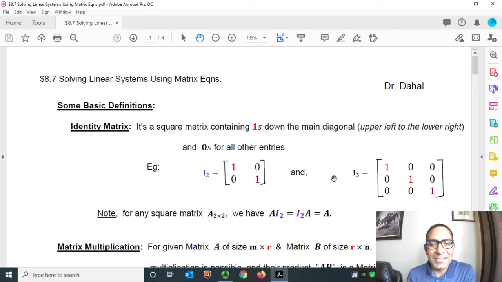In today's class I'm going to cover solving systems of linear equations using matrix equations. So let me start the class right away. First, some basic definitions.